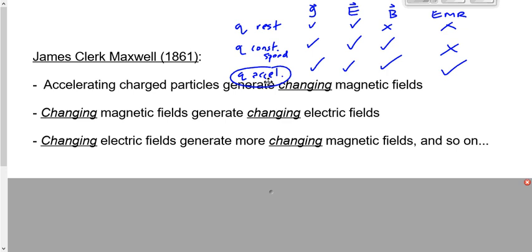If I have an accelerating charged particle over here on the left side of the room, it's going back and forth, back and forth. As it goes back and forth, it has to speed up, slow down, stop, reverse direction, and so on. So it's accelerating this way, accelerating that way, and so on. That generates a changing electric field.